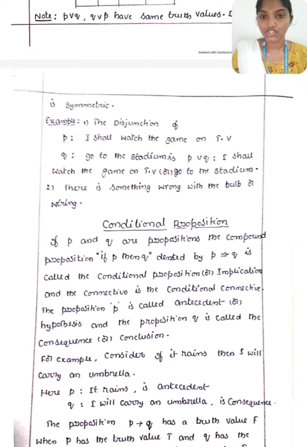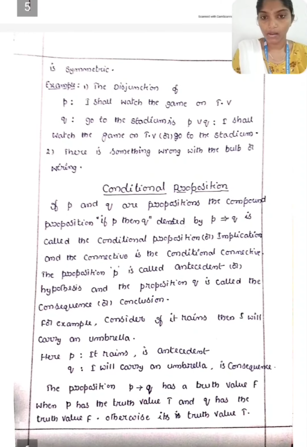Example, the disjunction of P: I shall watch the game on TV, and Q: I shall go to the cinema, is P or Q: I shall watch the game on TV or go to the cinema. They are sometimes written with the word or.